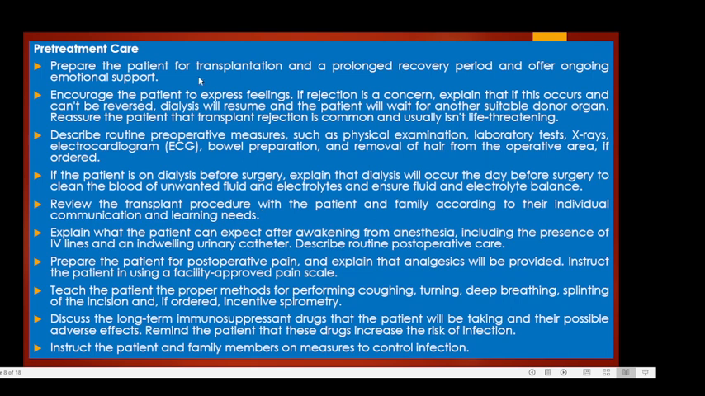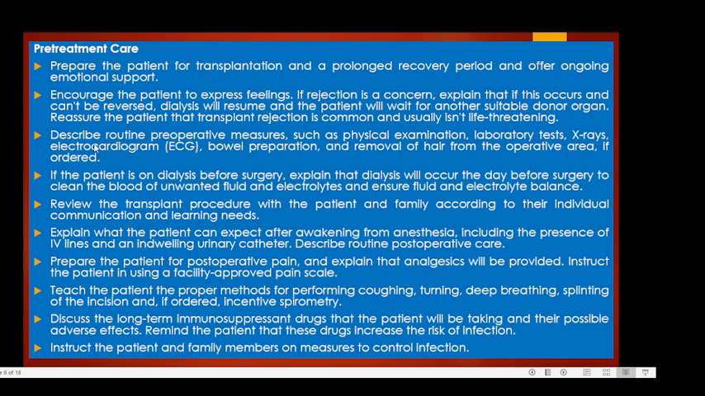So what is the pre-treatment care for this patient? We are saying that you need to prepare the patient for transplantation and a prolonged recovery period and offer ongoing emotional support. You encourage the patient to express feelings. If rejection is a concern, explain that if this occurs, it can't be reversed, okay? Dialysis will resume, and the patient will have to wait for another suitable organ donor. You need also to reassure the patient that transplantation rejection is common and usually isn't that life-threatening, okay?